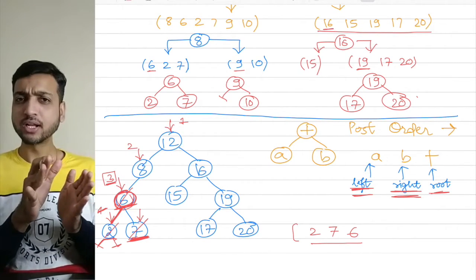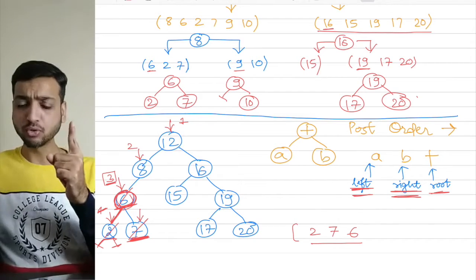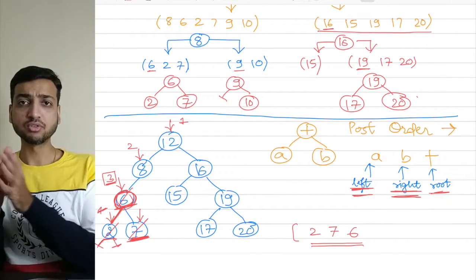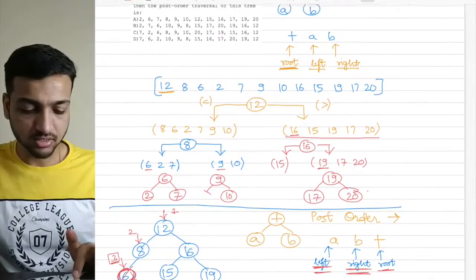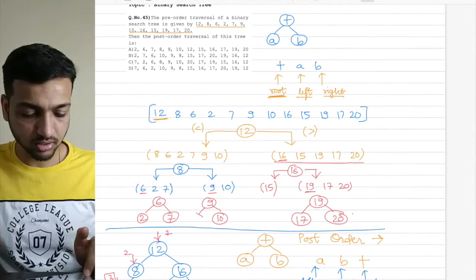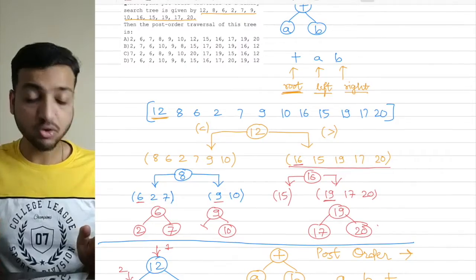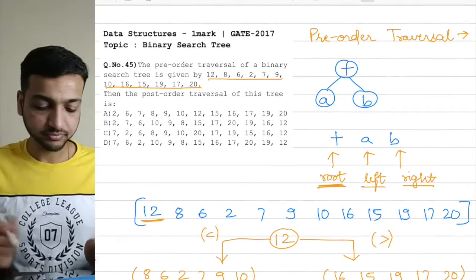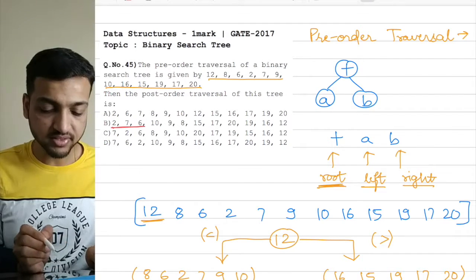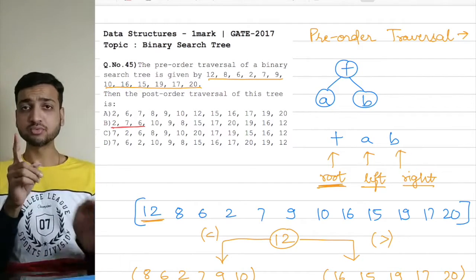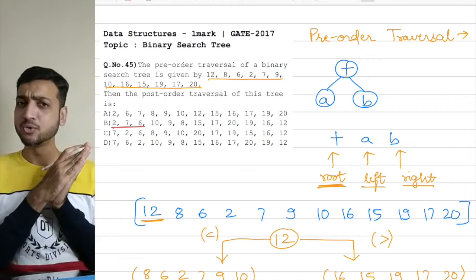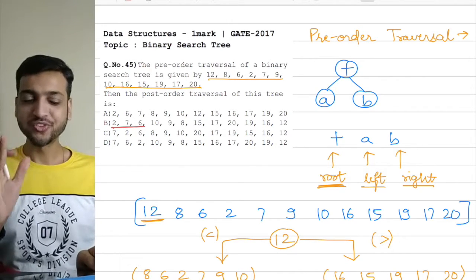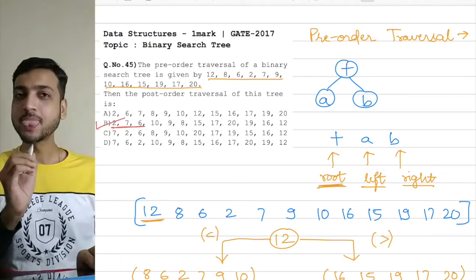Now let's have a look at the options. If there is only one option with 2, 7, 6 as the first 3 values, we need not find the post order traversal of the entire tree. So let's zoom in. Okay, 2, 7, 6. Oh, we are lucky. There's only one option with 2, 7, 6, which is option B. There's no need to waste time calculating the entire post order traversal. So very safely and very confidently, we can say option B is our right answer.